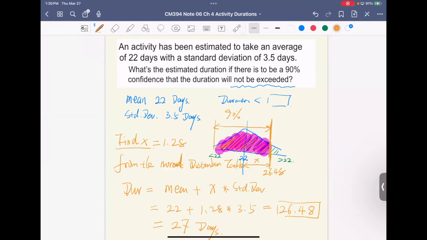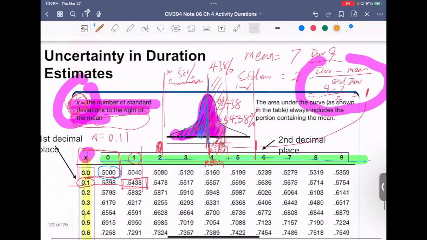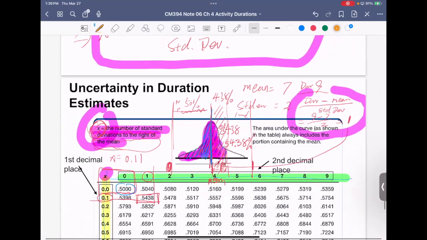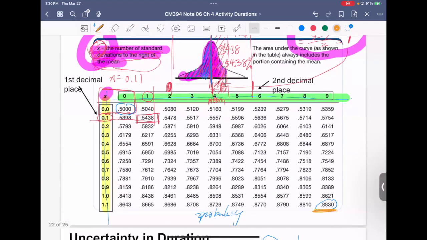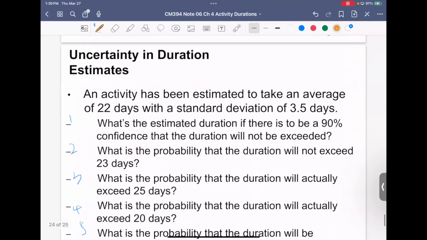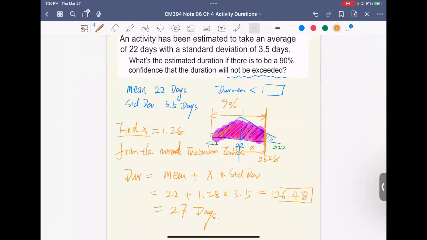Yeah, that's the close one. What is that from the normal distribution? From the normal distribution table. This table. Okay? This is a normal distribution table. Or you can just say from the table, because the table is always given to you. Any more questions? Go ahead.